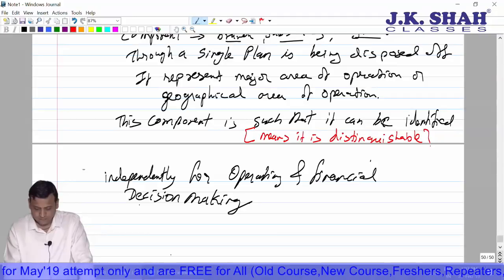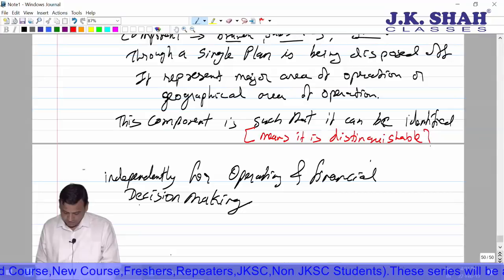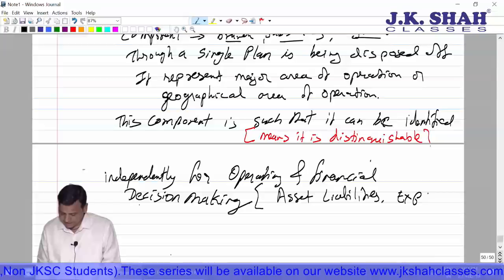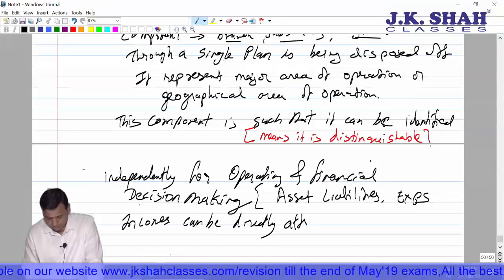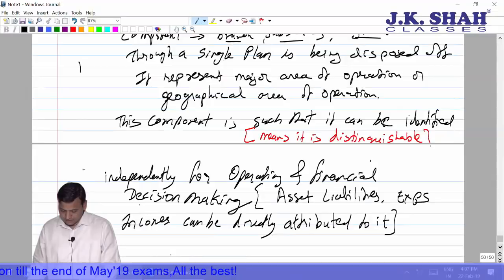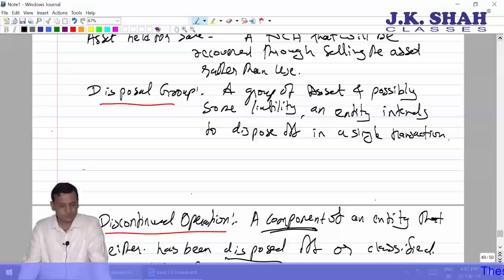Now when I say it is distinguishable, the component is such that it can be identified independently for operating and financial decision making. Means the assets, the liabilities, the expenses, the incomes can be directly attributed to it. Now, this is the difference between a discontinued operation and a disposal group. So, don't get confused somewhere.